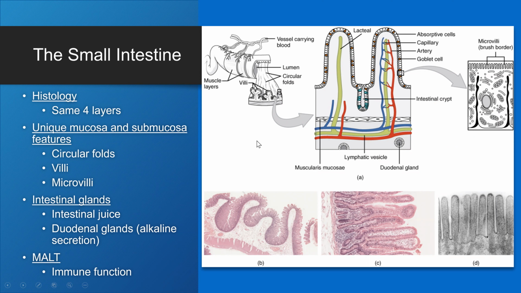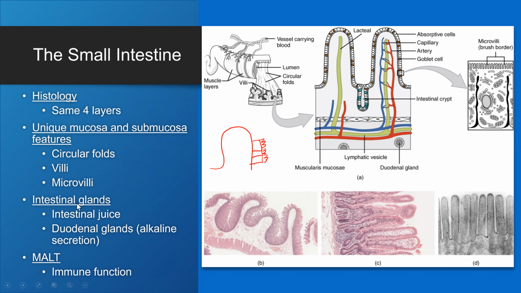And we have some unique features like circular folds to increase surface area. We have villi, so those are villi. And then we have microvilli. So if you have like villi, and they are made of simple columnar cells, and those have microvilli like this. So all these modifications are to increase surface area for absorption and digestion.